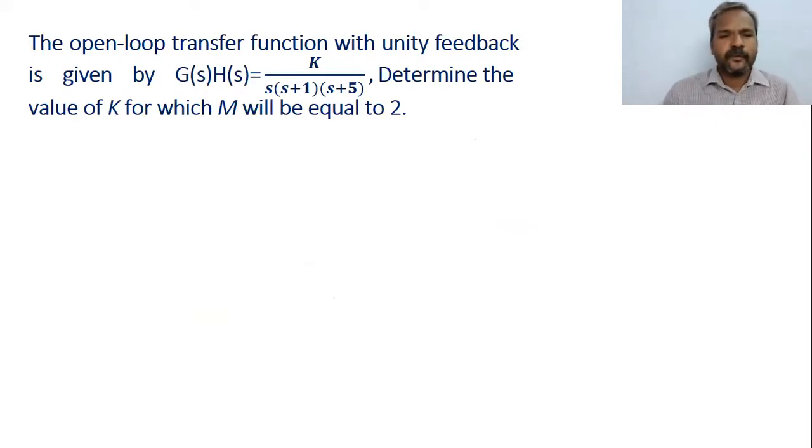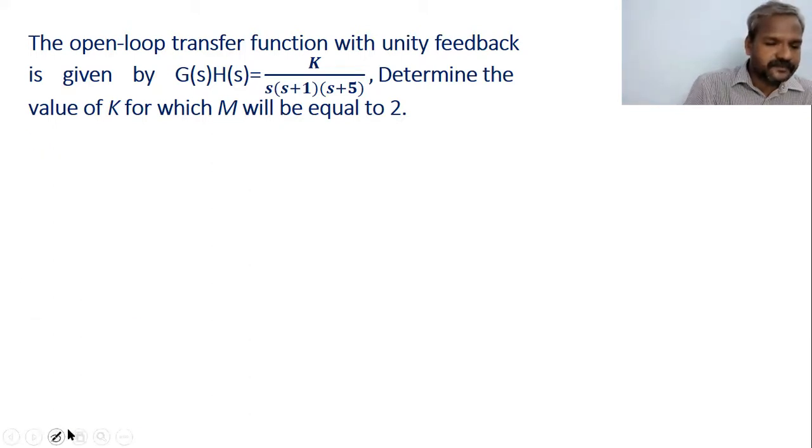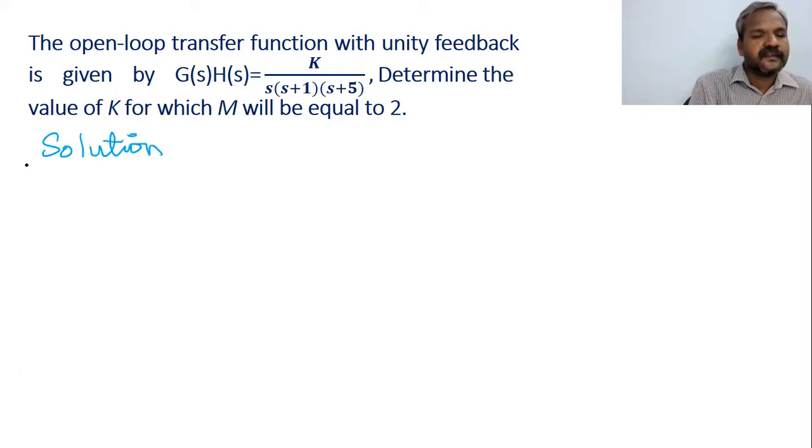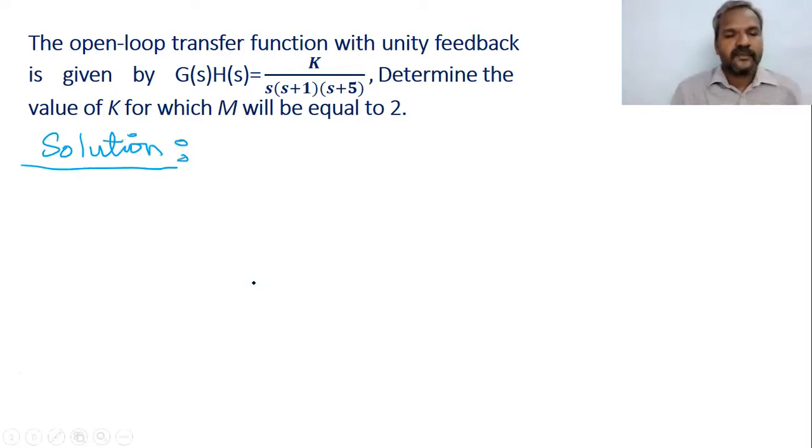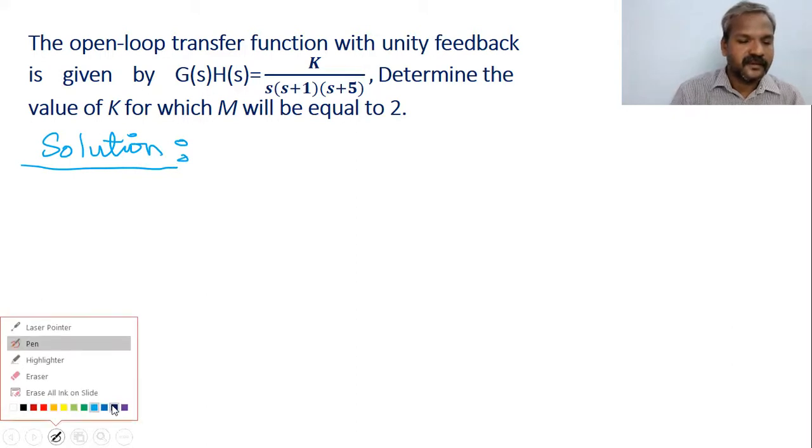The open loop transfer function of a unity feedback system is given by G of S H of S equal to K divided by S into S plus 1 into S plus 5. Determine the value of K for which M will be equal to 2. So solution.